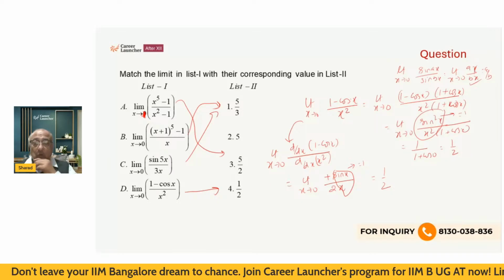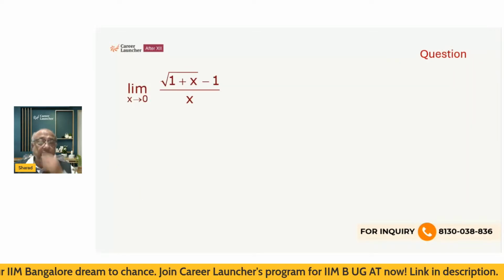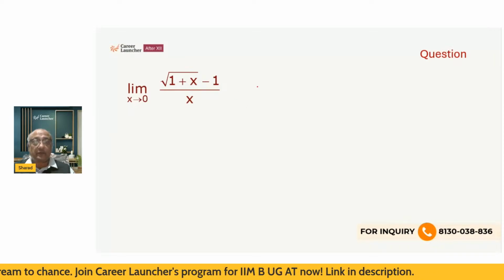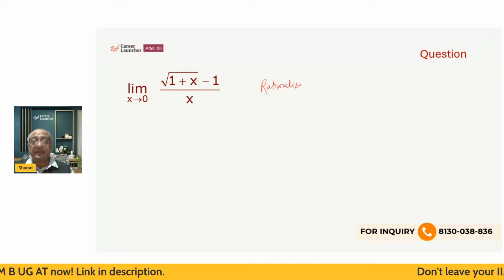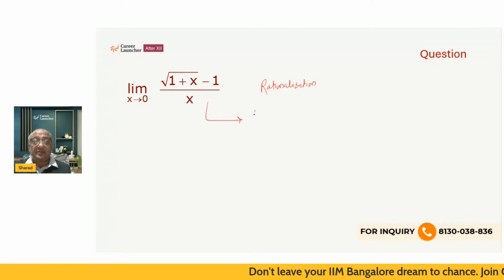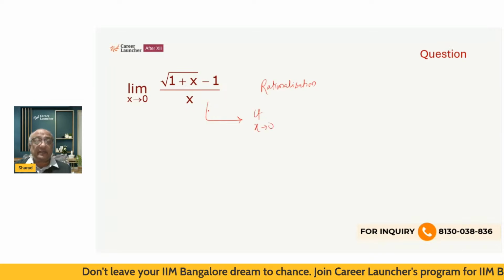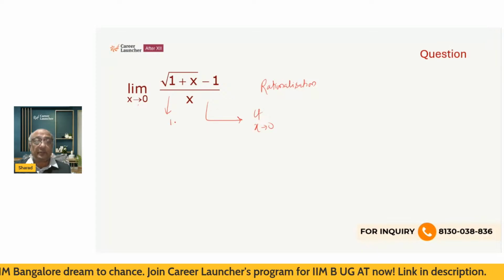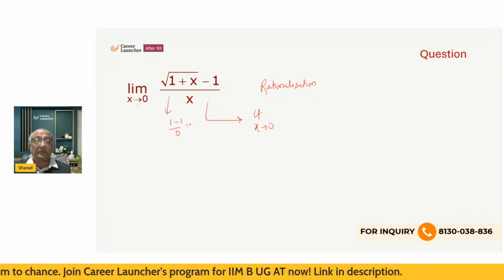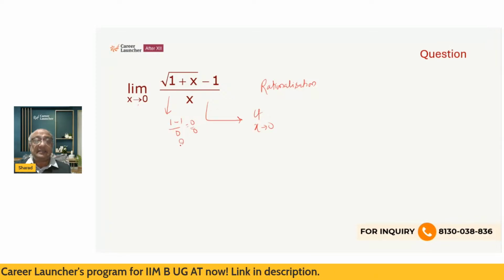Now let us go to the next one. Next one is again a method which I wanted to share with you. This is called the rationalization method, because sometimes differentiation could become messy. So let us solve this. This is an irrational function. Let us first check whether it is 0 by 0 or not. If I put x equal to 0, this will be 1 minus 1 upon 0, which is 0 by 0. Hence it is an indeterminate form. So let us use this method.